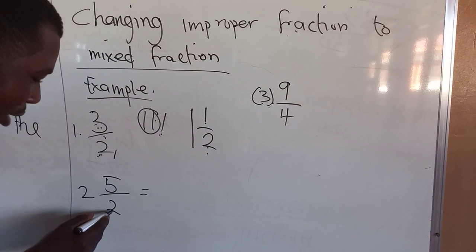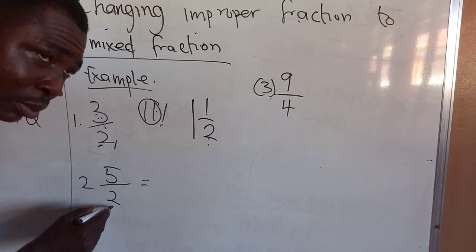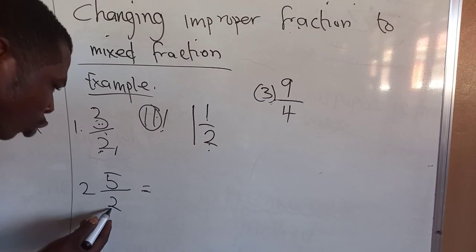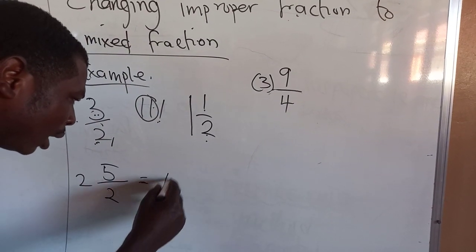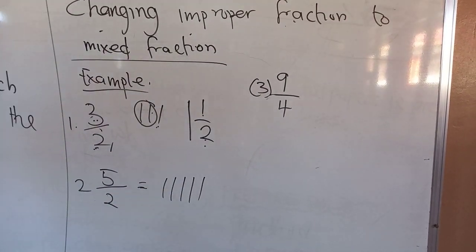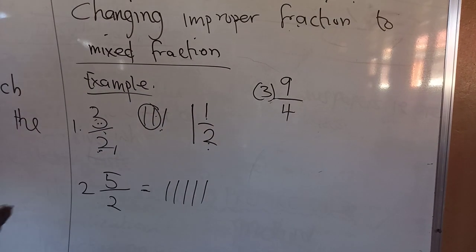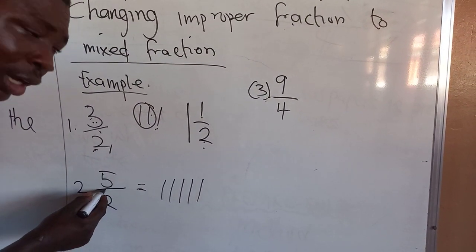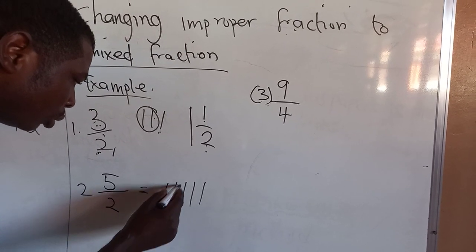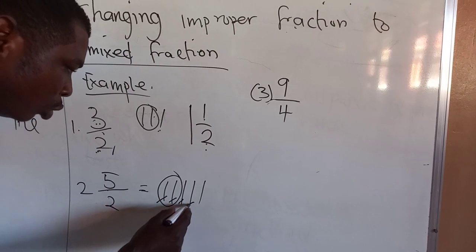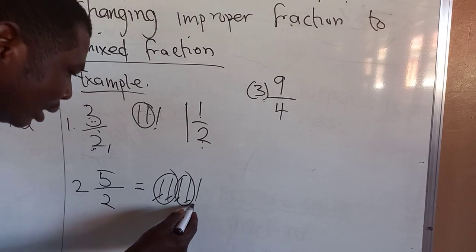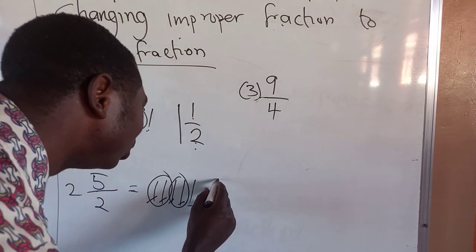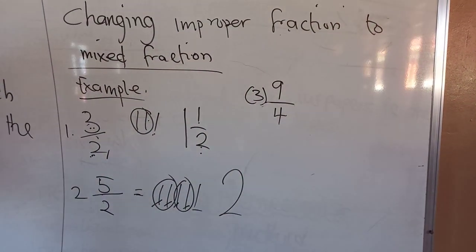Now we have this improper fraction. We want to change it to what? Mixed fraction. So I can write it down: 1, 2, 3, 4, 5. I have my 5 digits, right? I want to know the number of 2's that can enter into 5. So 1, 2, this is my first 2. 1, 2, second 2. And 1 is left. So how many 2's do we have? We have two 2's.